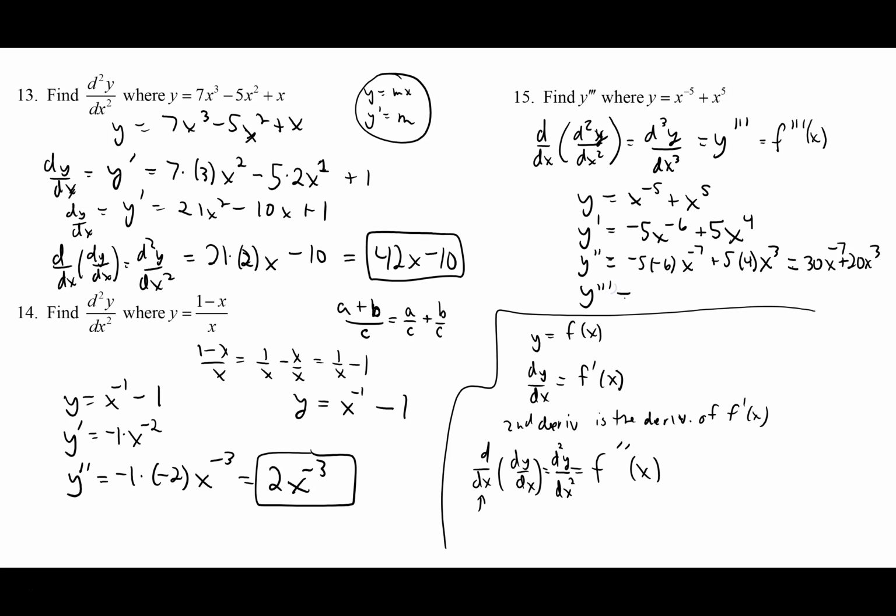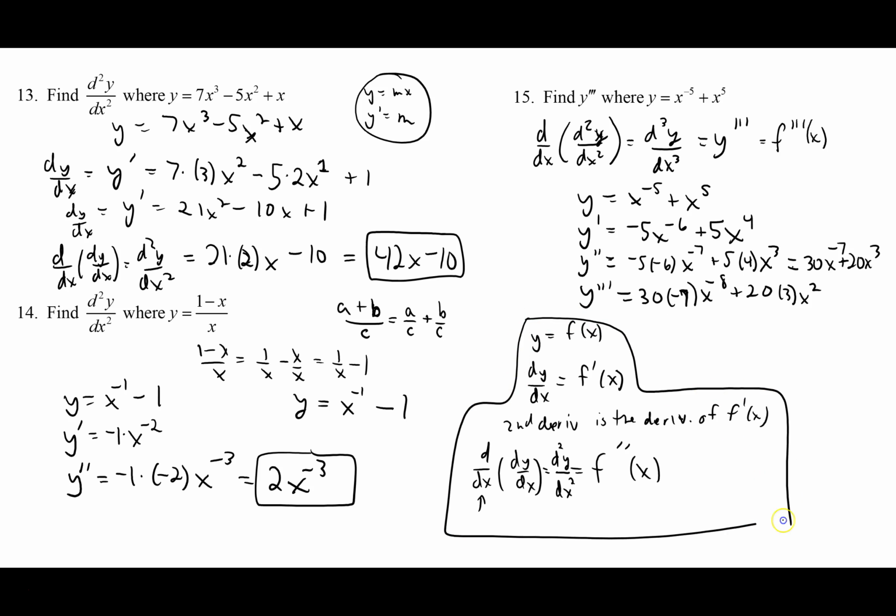And now we're on to the third derivative. Keep the 30, bring down the negative 7, and take x to the negative 8. Keep the 20, bring down the 3, and take x to the 2. All right, great. So simplifying that, we'll have our final answer as the triple prime, the third derivative: negative 210 x to the negative 8 plus 60 x to the 2. Okay. All right, great.